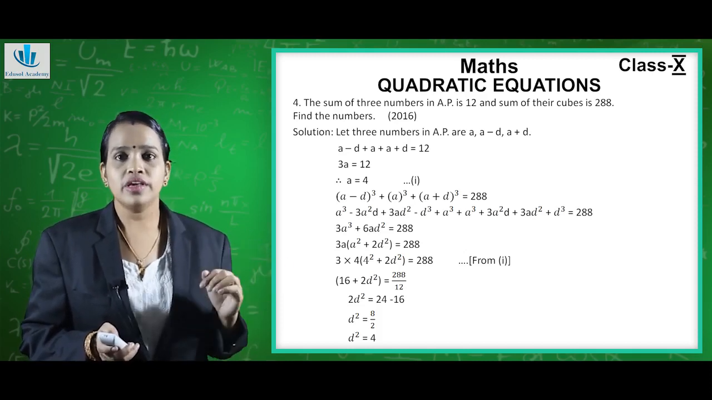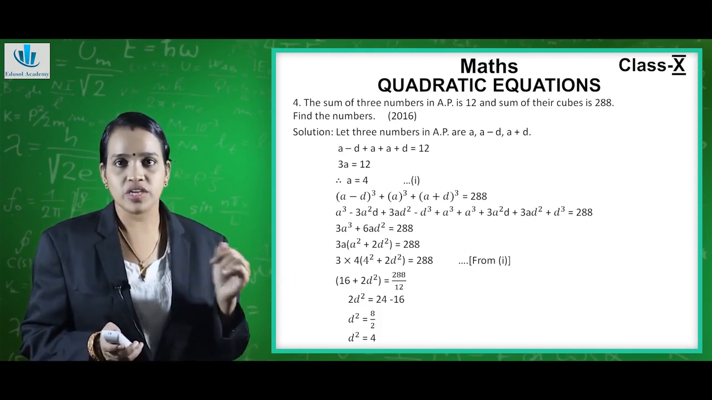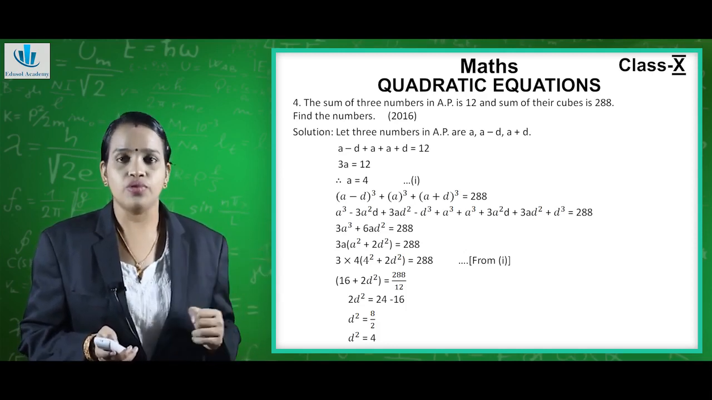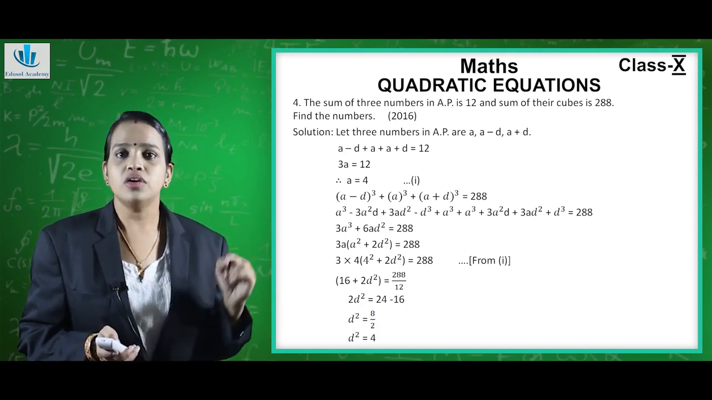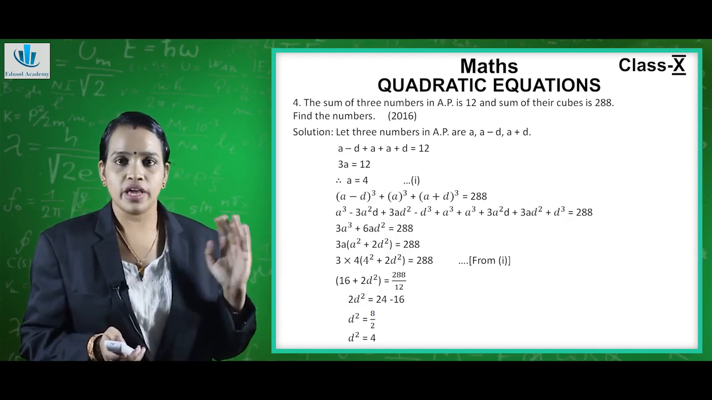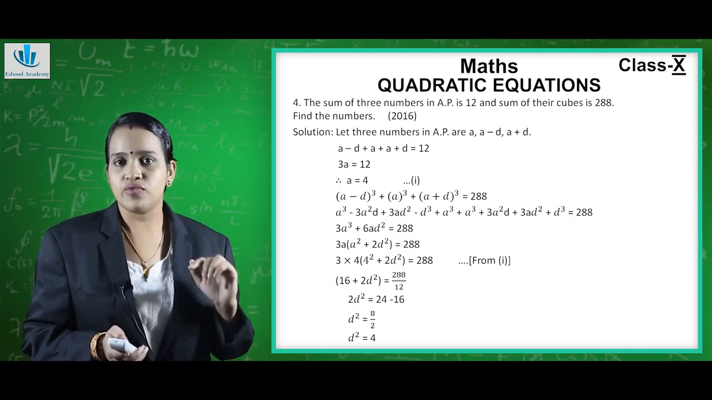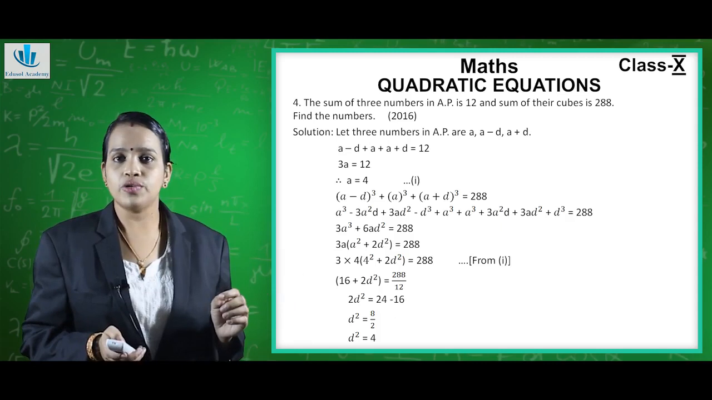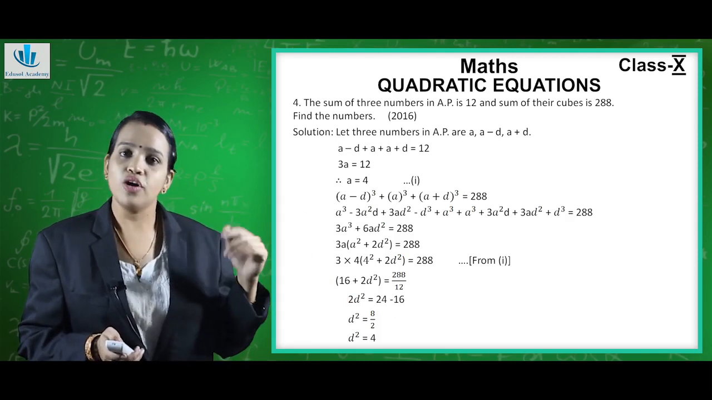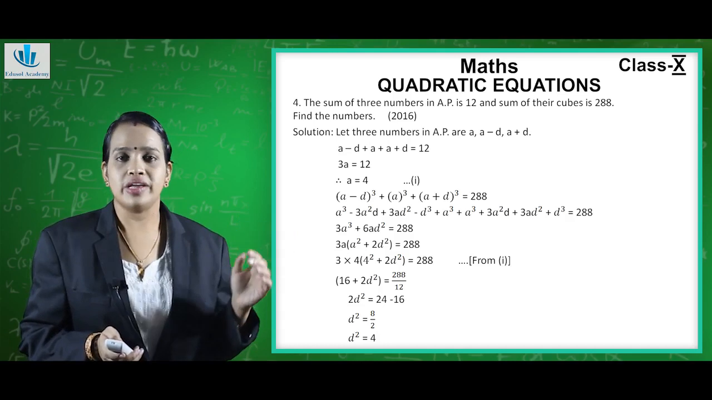Now we can put the value of a from equation 1. So a is equal to 4, and we put the value: 3 into 4 into (4 squared plus 2d squared) equal to 288. Now we will solve it. 3 into 4 gives 12, and we take 12 to the other side. So 4 squared gives 16, plus 2d squared equal to 288 upon 12.